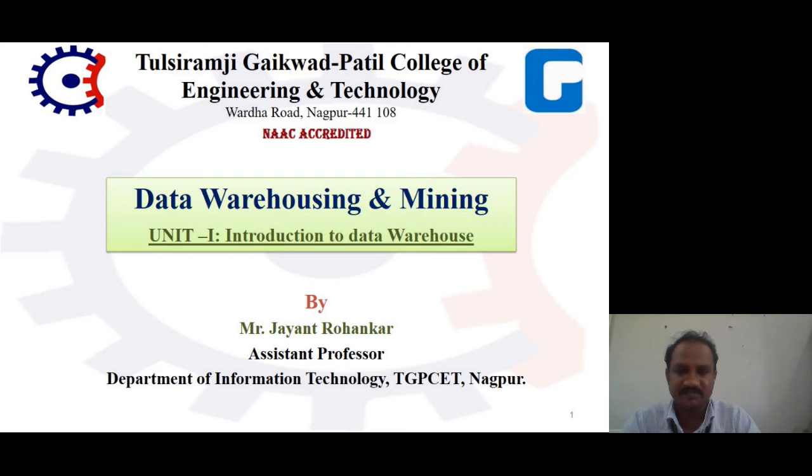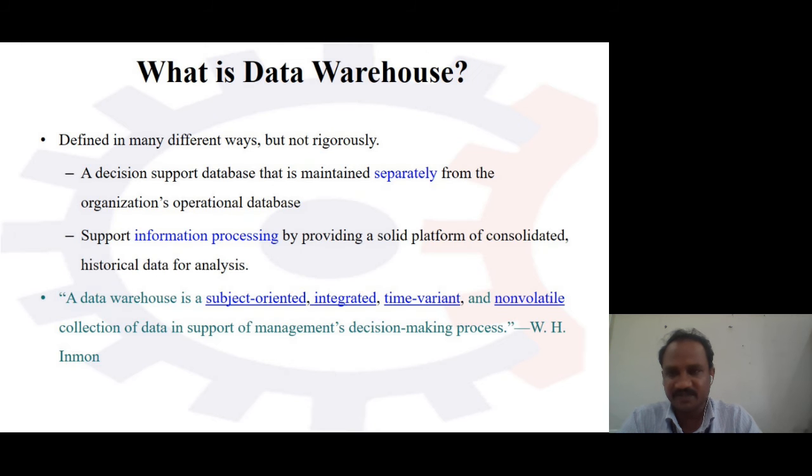and Technology, Nagpur. Today, in this session, we are going to discuss Introduction to Data Warehouse. In this introduction part, we will see various definitions of a data warehouse, and we will define the data warehouse on the basis of its features, and we will discuss those features in detail. So we will start with definitions of data warehouse.